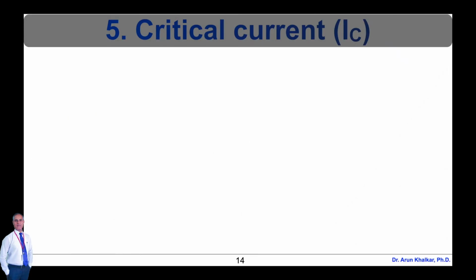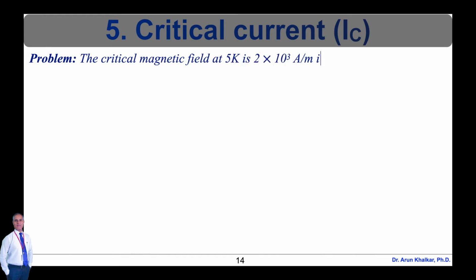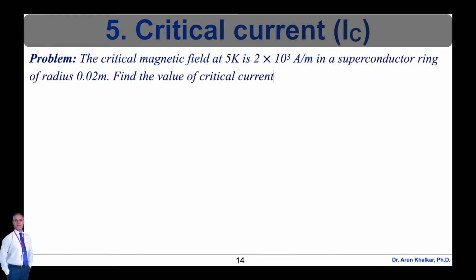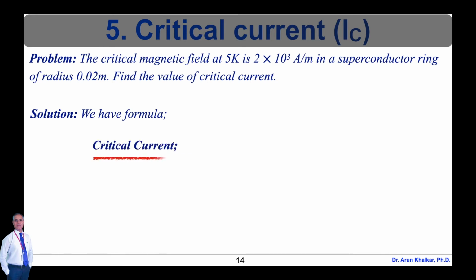Now let's see one numerical which is based on critical current. The critical magnetic field at 5 Kelvin is 2 into 10 raised to 3 ampere per meter in a superconducting ring of radius 0.02 meter. Find the value of critical current. The solution of this numerical is as follows. We have the critical current formula, Ic is equal to 2 pi R Hc.